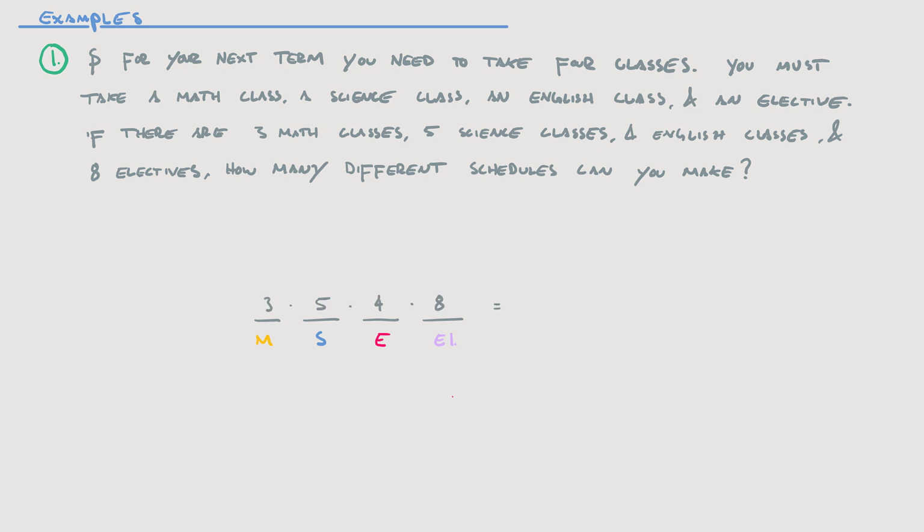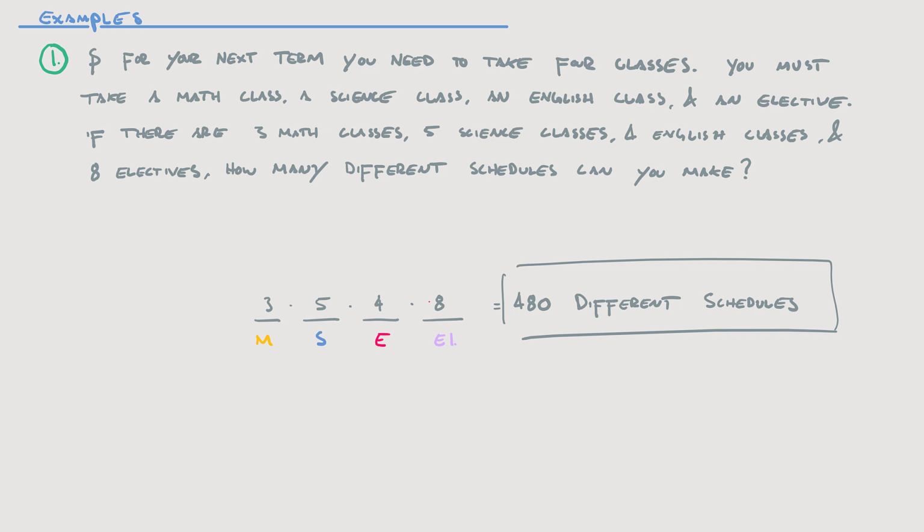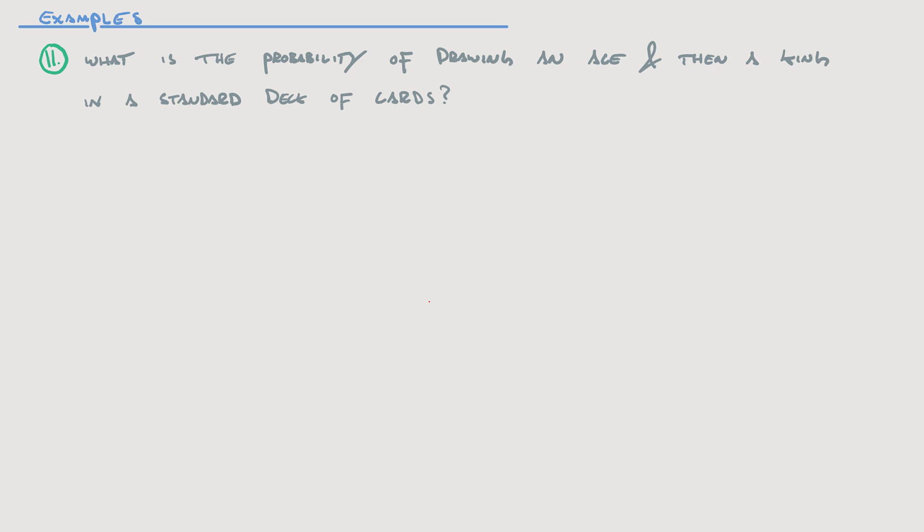So if we fill in all of those choices, there's 3 math classes that you could take, 5 science, 4 English, and 8 electives. You just multiply all those things together and you get that there's 480 different schedules that you could make. Although I guess we're also supposing that there's no time conflict between any of these, so let's ignore that part of the situation. But in any case, there'd be 480 different schedules that you could make, assuming none of them conflicted with each other. Okay, that's it.